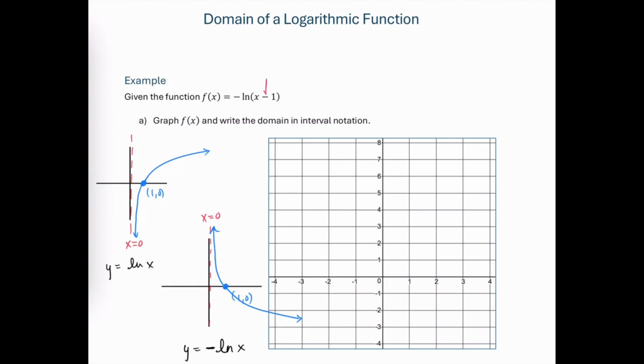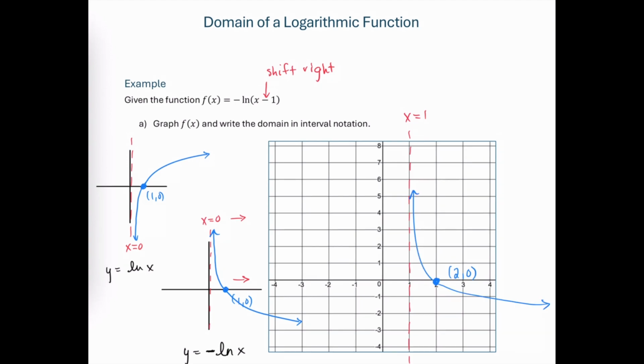The second and final transformation is that we're going to shift to the right 1 unit. This is an inside transformation which affects our graph horizontally. So when everything moves to the right, the vertical asymptote moves to the right and all the ordered pairs also move to the right, so that the position of the new vertical asymptote is going to be at x is equal to +1. The x-intercept is going to move to the point (2, 0), and our logarithmic function approaches the asymptote and passes through that intercept in this way.